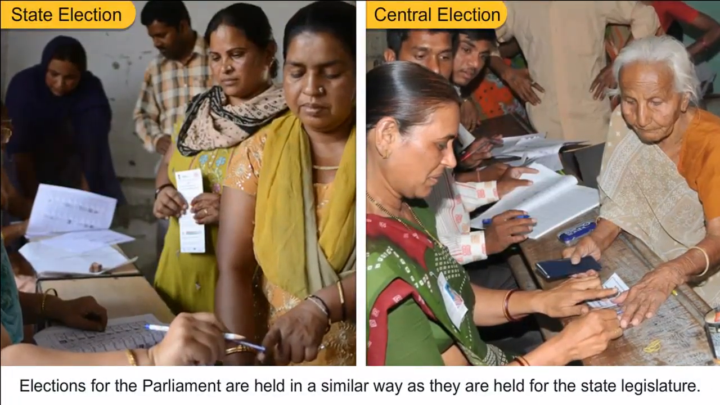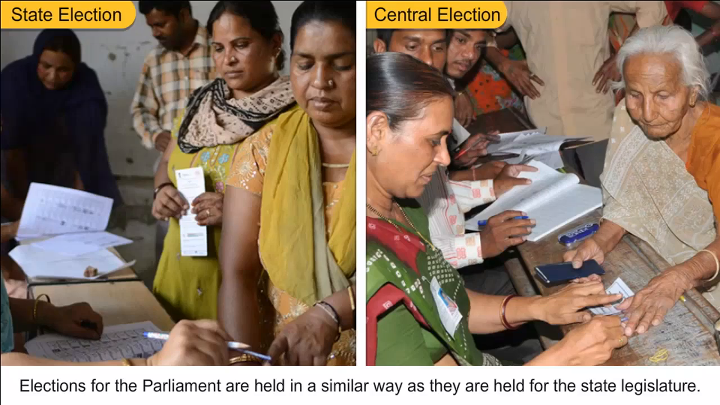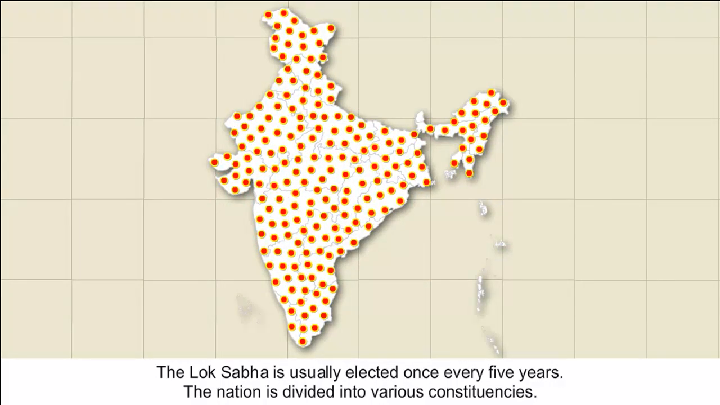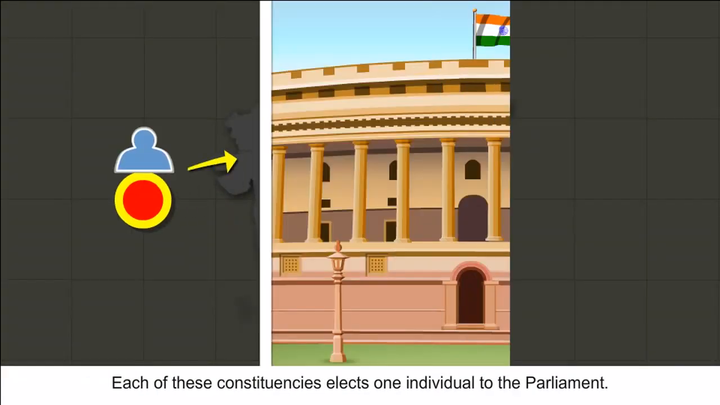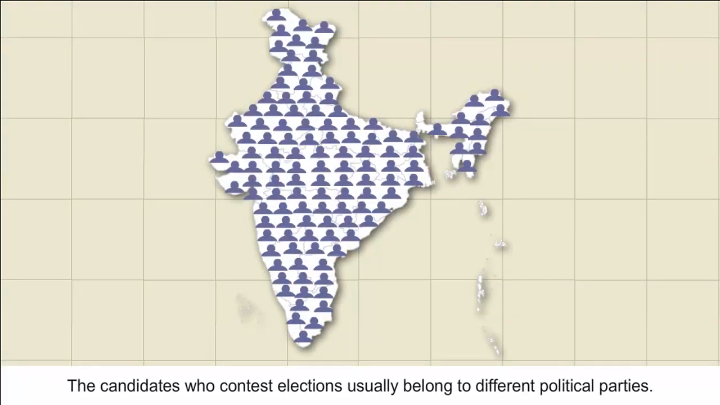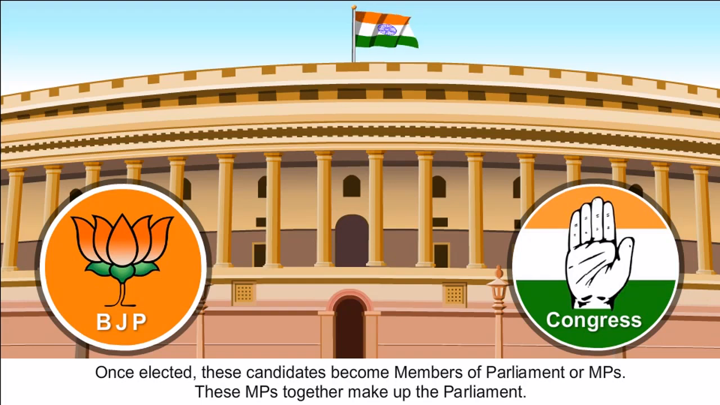Elections for the Parliament are held in a similar way as they are held for the state legislature. The Lok Sabha is usually elected once every 5 years. The nation is divided into various constituencies. Each of these constituencies elects one individual to the Parliament. The candidates who contest elections usually belong to different political parties. Once elected, these candidates become members of Parliament or MPs. These MPs together make up the Parliament.